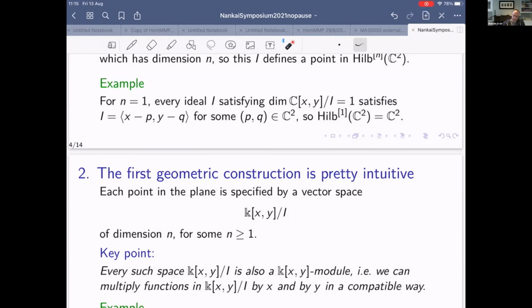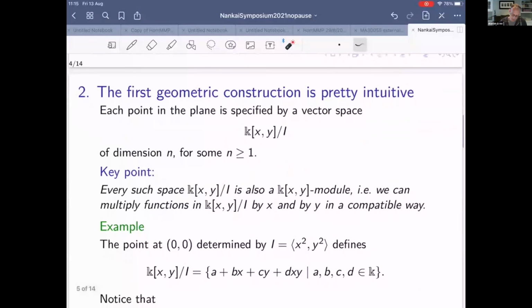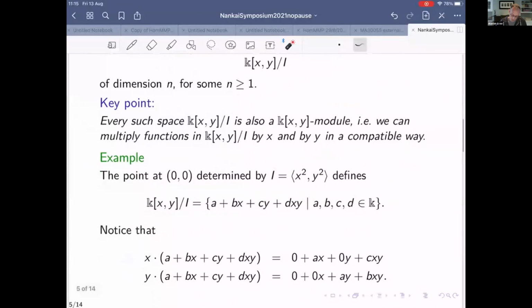And in particular, any representative in our quotient ring, we can multiply by x and by y in a way that's compatible, by which I mean that if I have a function and I multiply by x and then y, I get the same thing as multiplying by y and then x. And again, let's stay very down to earth, just to be really concrete.